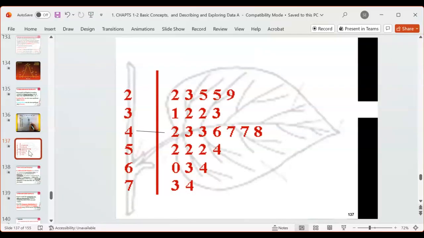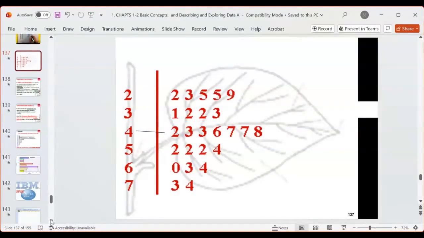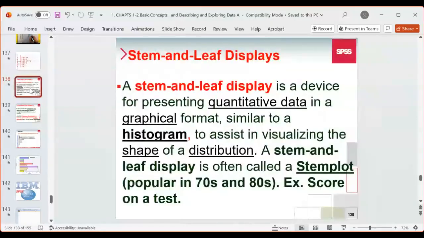31, 32, 32, 30, and again 42, 40. Stem and leaf. The good thing about SPSS is it will do this for you. You put in millions of numbers and ask it to create a stem and leaf, and bam, you will see it. I'm going to show you. I already did it, and I'll show you.